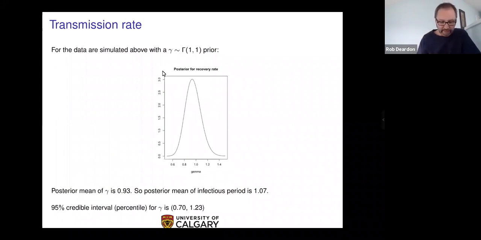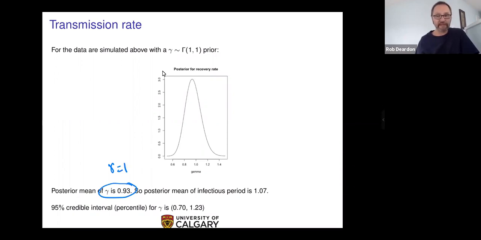It has a posterior mean of 0.93. The true value was actually 1, you'll remember. If I want to work out the posterior mean infectious period, I'll just take 1 over 0.93, and that's 1.07. And I can work out my credible interval, which turns out to be 0.70 at the lower end and 1.23 at the upper end for gamma. And I can invert that if I want a credible interval for the infectious periods.